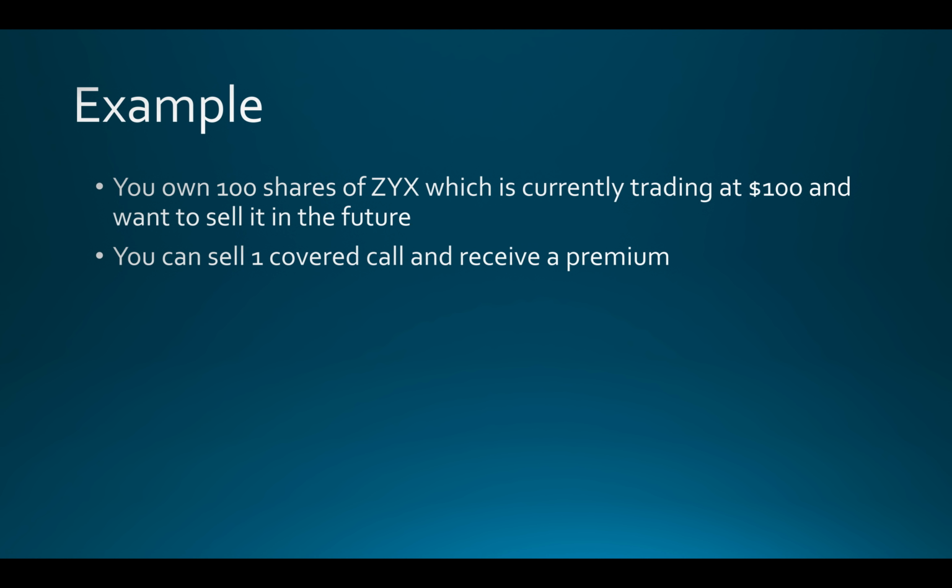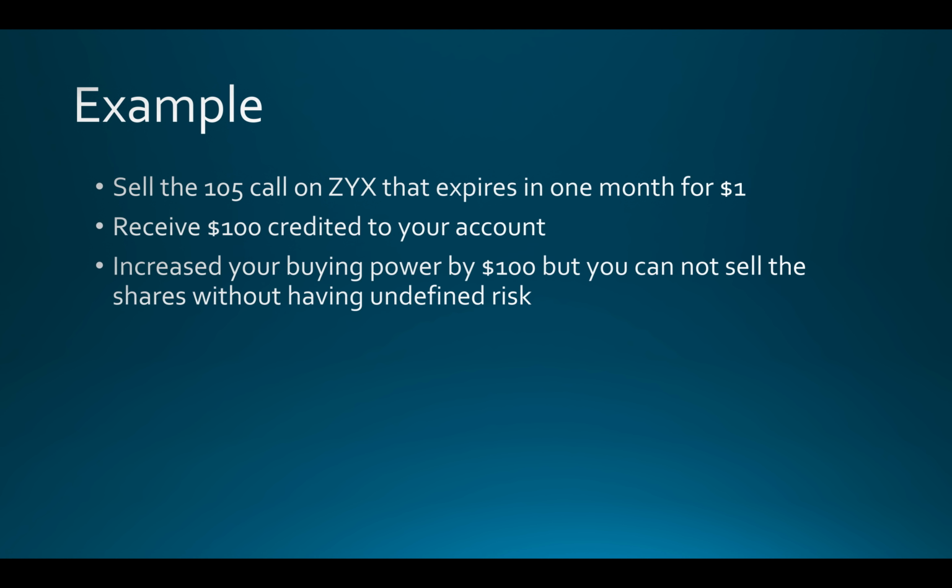It is currently trading at 100. And you think that you want to sell it in the near future, or you do not mind not having it in your portfolio. So you can sell one covered call and receive a premium. So suppose you sell the 105 strike call on ZYX that expires in 1 month for $1. This will net you $100 in your account, so you immediately have $100 credited to your account.